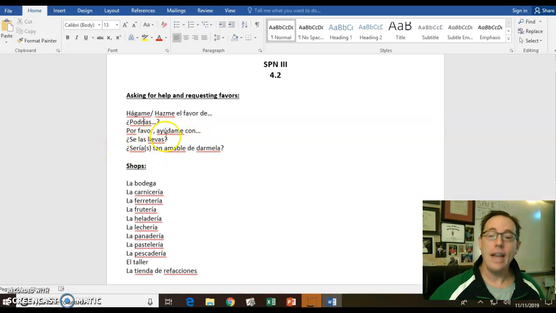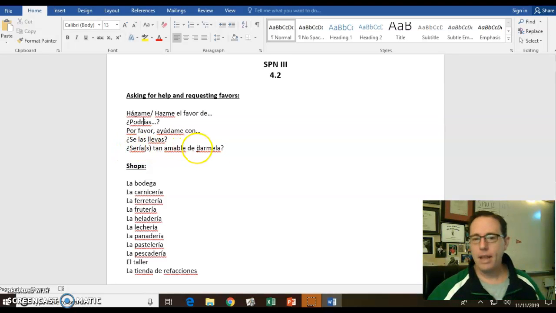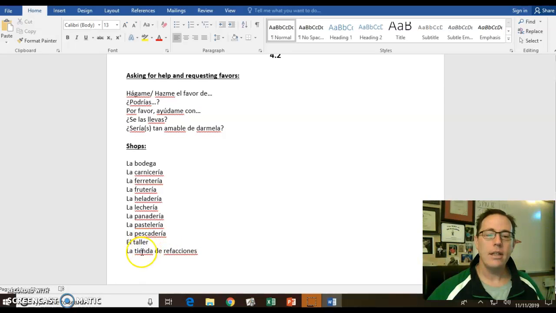Here we go. Se la llevas. Sería tan amable de dármela. La bodega. La carnicería. La ferretería. La frutería. La heladería. La lechería, la panadería, la pastelería, la pescadería, el taller, y la tienda de refacciones.